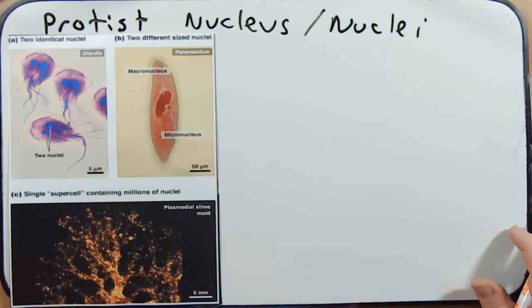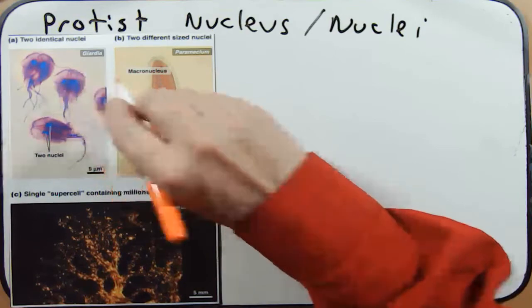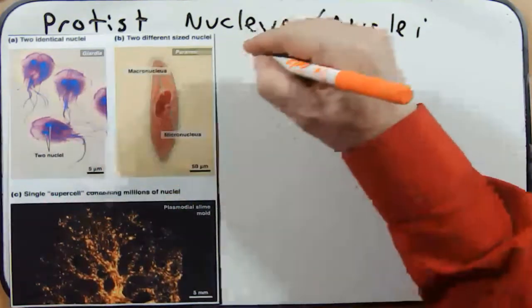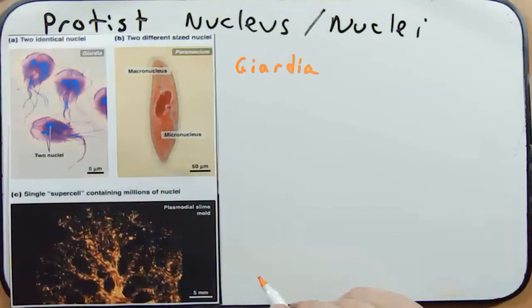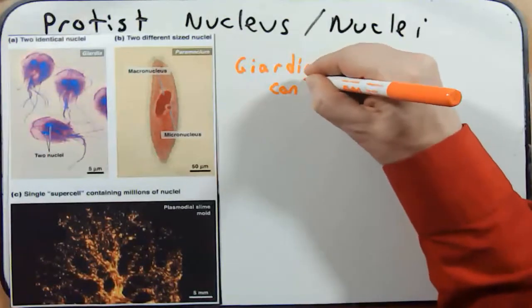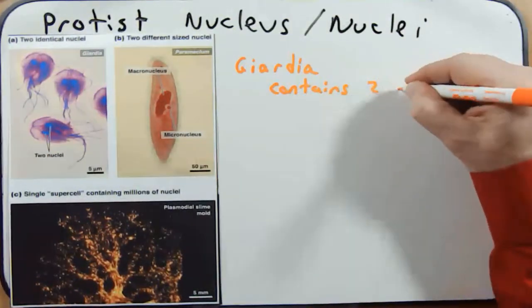All right, so let's focus on some of the variations that we see with the nucleus or nuclei that we find in protists. Now, most protists will have a single nucleus per cell. However, there are some examples of protists that have multiple nuclei. And here are just three examples. First, we see here in the Giardia a case where we see two nuclei. In fact, they are identical nuclei.